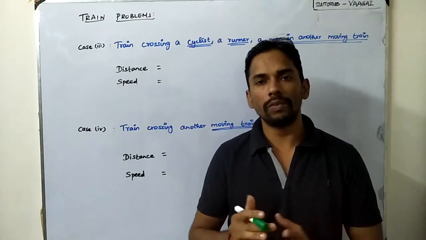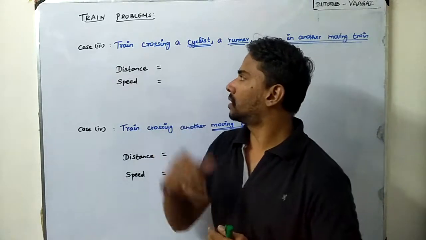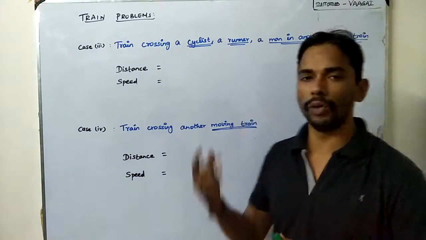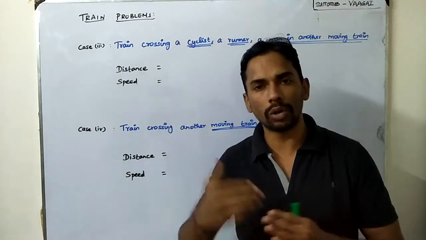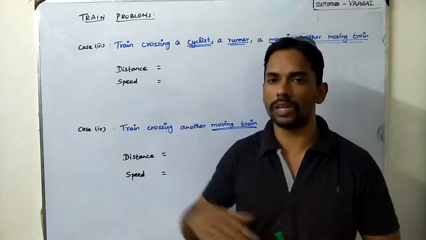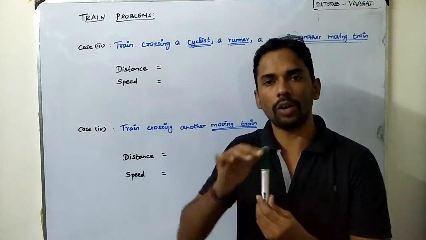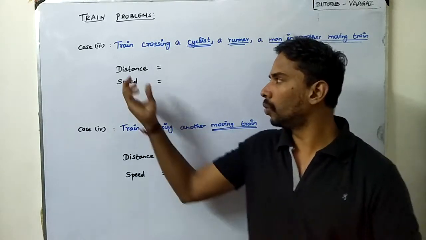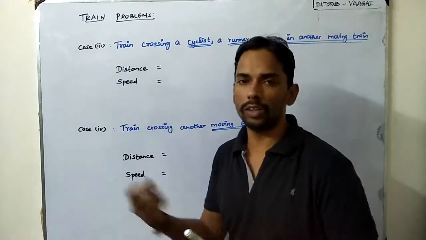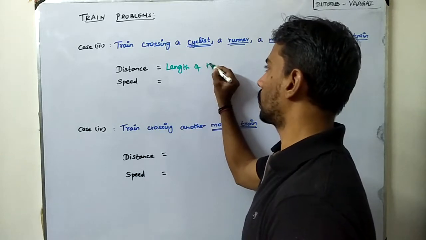Now in the next 2 cases, we will see what happens when a train is going to cross a moving object. So case 3, a train crossing a cyclist, a runner or a man in another moving train. If we see, this is very similar to our first case. These objects don't have any particular length, they are all single point objects. So if you want to find the distance covered, we consider only the length of the train. So distance is equal to the length of the train.